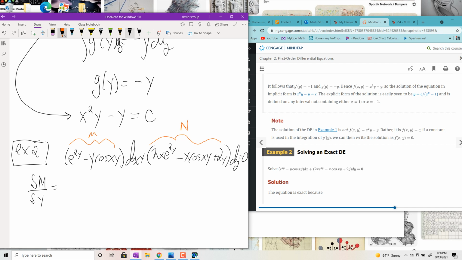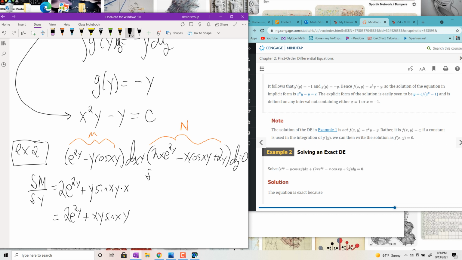Okay, so the partial of M with respect to y is going to be e to the 2y times 2. And then I'm going to have to do a product rule on this part. So minus, I'm going to leave y alone and take the derivative of cosine xy. So that'll be the negative sign. Let's make that positive then. So sine xy. And then the chain rule says we have to take the derivative of the guts there, the xy. The derivative of xy with respect to y is just x. Okay, so that will be 2e to the 2y plus xy sine of xy.